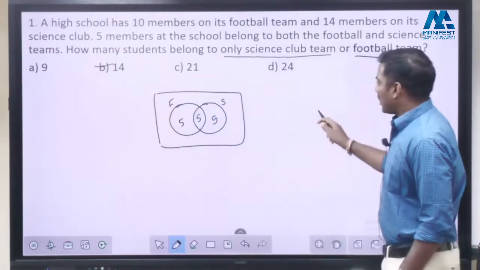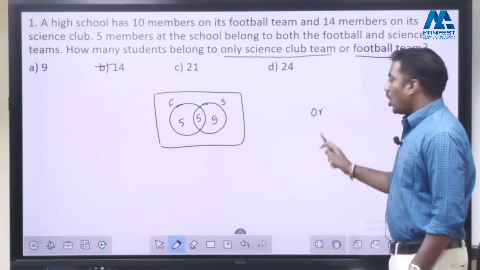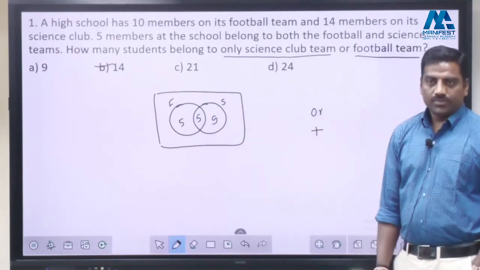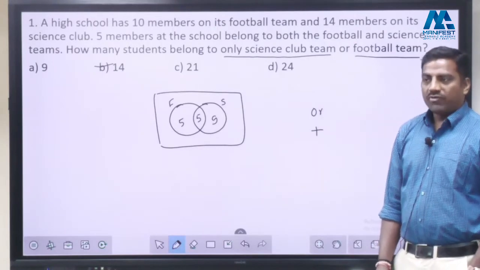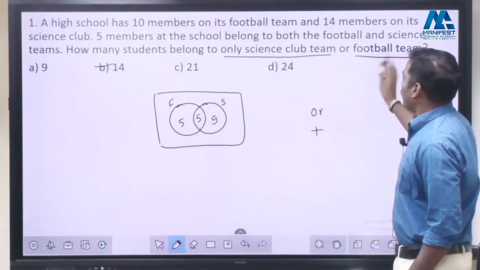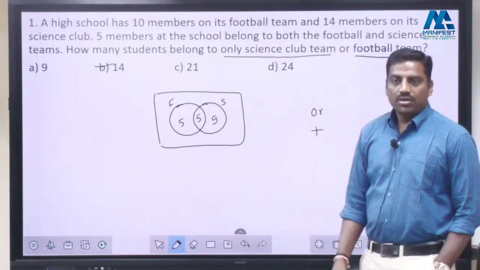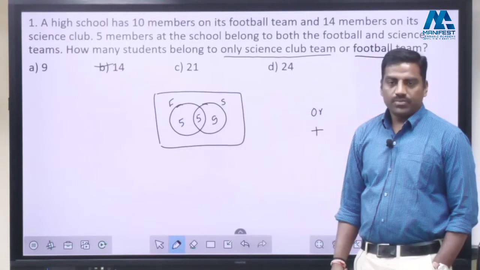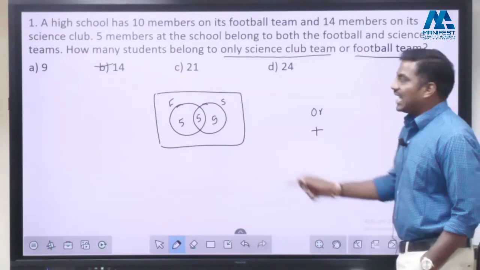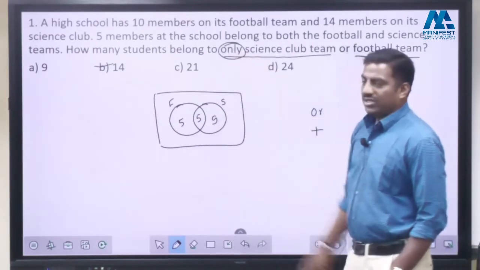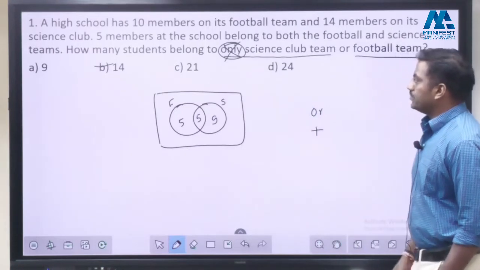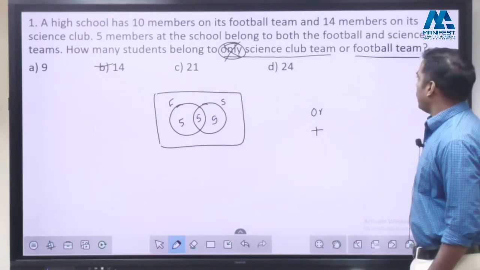See, whenever or comes, you can replace or with plus mark. Usually. Okay? Or with plus marks. So, only science club? 9. Only football team? What? 5. So, 14. Done? No issues? Yeah. If I had asked the same questions to you without only, how many of them belong to science club team or football team?